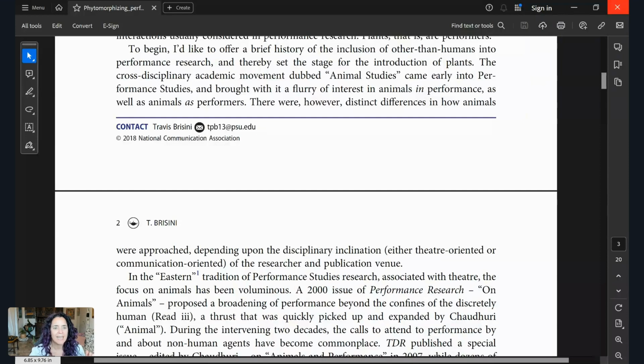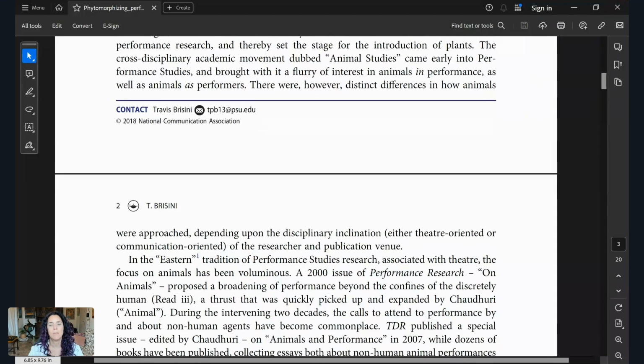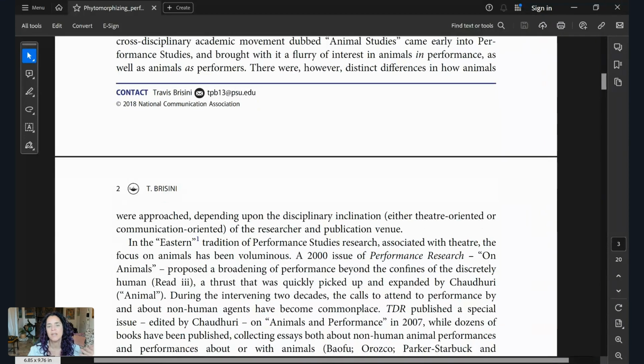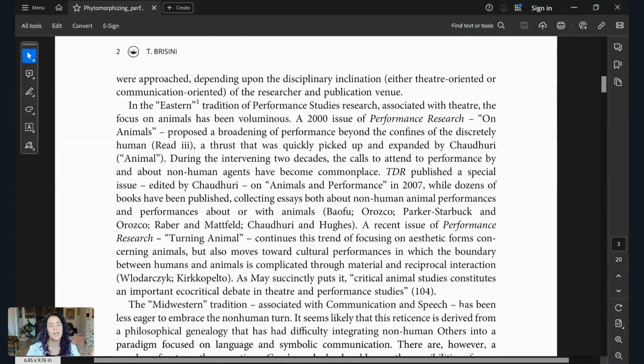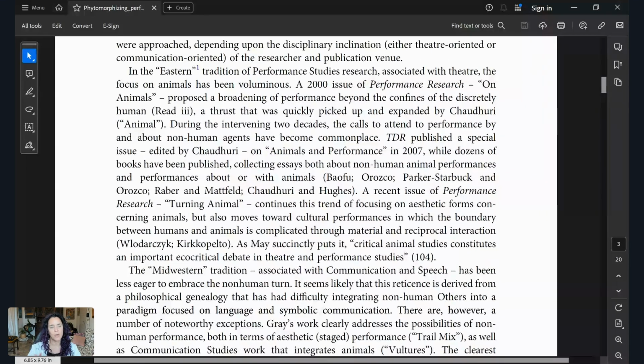The cross-disciplinary academic field, the cross-disciplinary academic movement dubbed animal studies came earlier into performance studies and brought with it a flurry of interest in animals in performance, as well as animals as performers. Rin Tin Tin, Lassie. I think they're thinking beyond that, but you know, those are the ones that actually, that's not true. I also have visions of various bears that have been in books and in movies. Anyway, sorry. There were, however, distinct differences in how animals were approached, depending upon the disciplinary inclination, either theater-oriented or communication-oriented, of the researcher and publication venue.